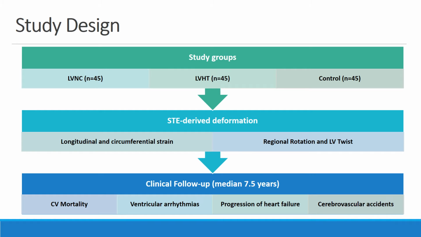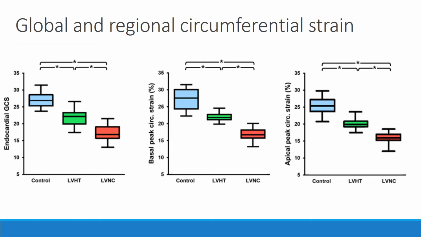And we updated their clinical follow-up records for a median of 7.5 years for the occurrence of cardiovascular mortality, ventricular arrhythmias, progression of heart failure, or cerebrovascular accidents. The global circumferential strain was significantly different between the three groups, and this was reflected on the regional basal and apical peak circumferential strain between the three groups as well.